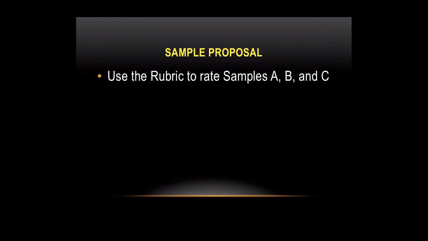Now we're going to analyze some sample proposals. So go ahead and get the handout with the sample proposals A, B, and C, and get the proposal rubric. This part can be done individually, in pairs, or in groups. What you're going to do now is use the rubric to rate each sample and discuss your ratings either with a partner or in a group.